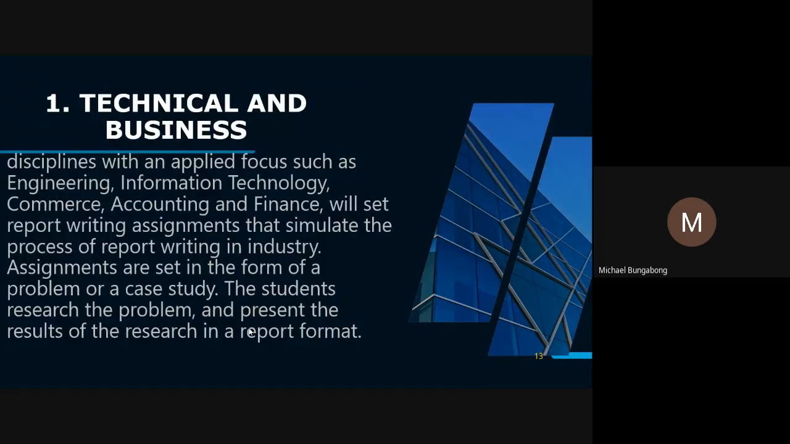Number one example class of a various report is what we have: technical and business. Okay, so when we say technical and business, this discipline with an applied focus such as engineering, information technology, commerce, accounting, and finance will set report writing assignments that simulate the process of report writing in industry. So assignments are set in the form of what? Problem or a case study. So the students research the problem and present the result of the research in a report format.